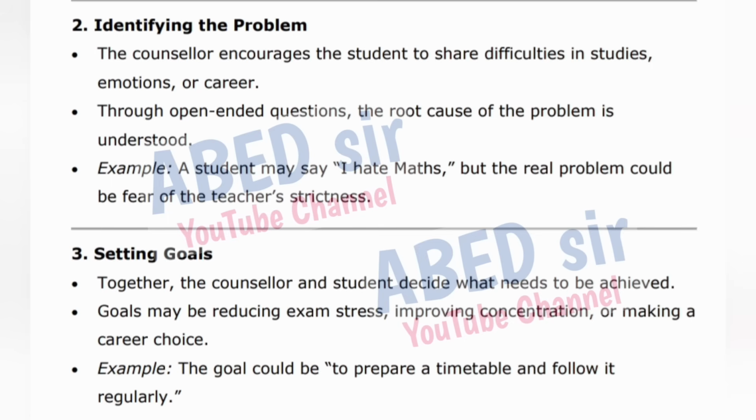2. Identifying the problem. The counselor encourages the student to share difficulties in studies, emotions, or career. Through open-ended questions, the root cause of the problem is understood. Example, a student may say, "I hate maths," but the real problem could be fear of the teacher's strictness. 3. Setting goals. Together, the counselor and student decide what needs to be achieved. Goals may be reducing exam stress, improving concentration, or making a career choice. Example, the goal could be to prepare a timetable and follow it regularly.